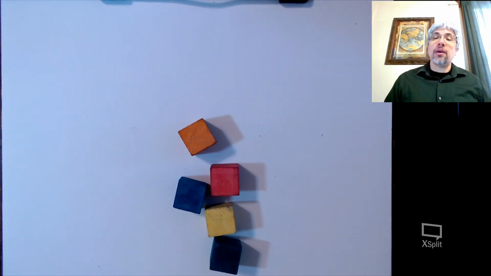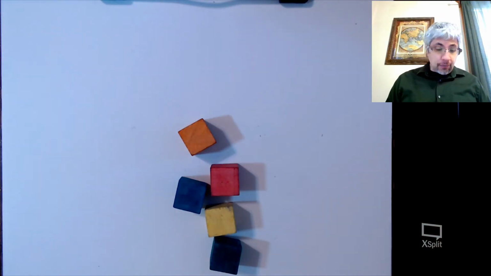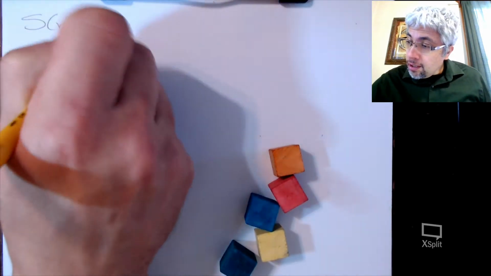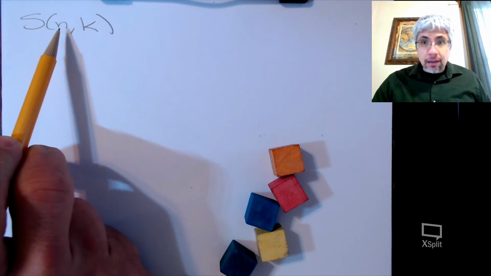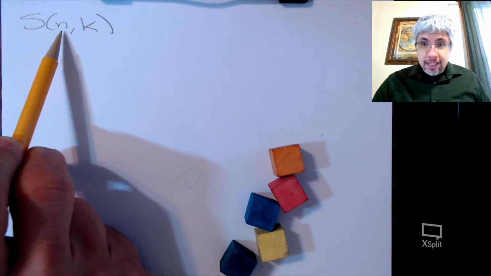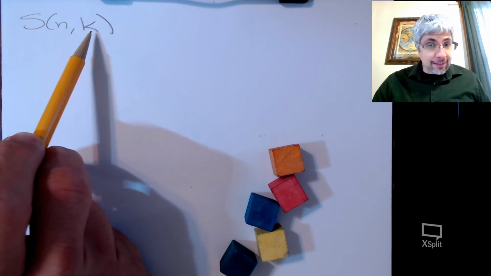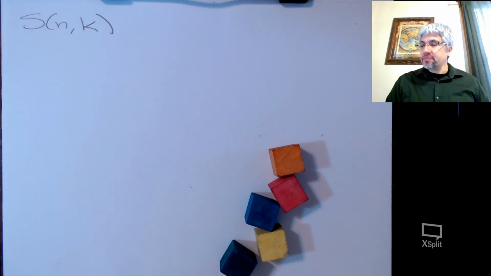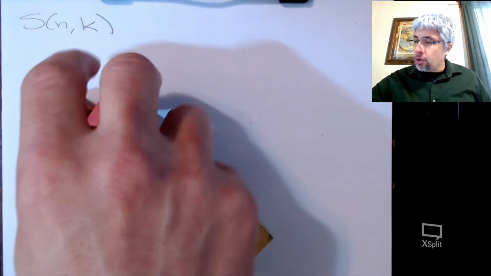Now you might say, okay, well we have two parameters here. We have both n and k, because we've defined our Stirling numbers to be the number of ways that we can partition a set of n objects into exactly k non-empty subsets.